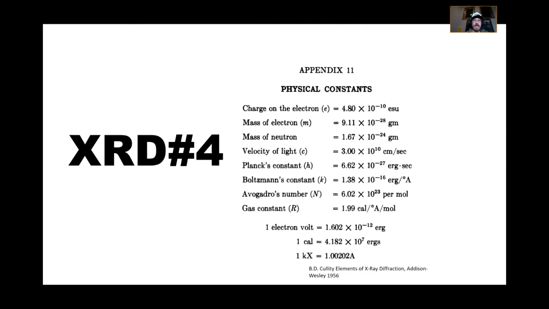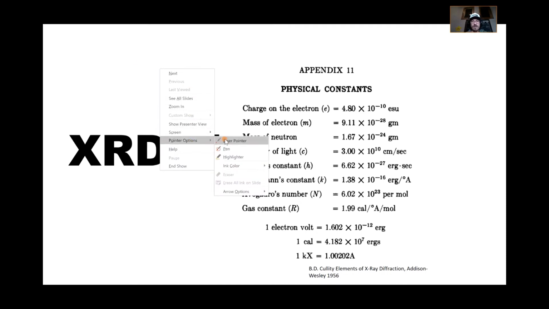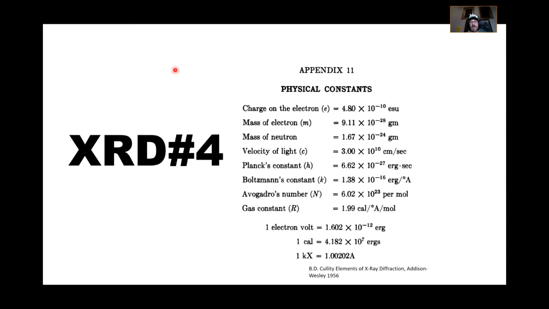I usually start off the lectures with something interesting, a picture or something, and in the last lecture I started off with a spectra. Today I'm starting off with an old appendix of physical constants that I got from B.D. Cullity's Elements of X-ray Diffraction from back in 1956.